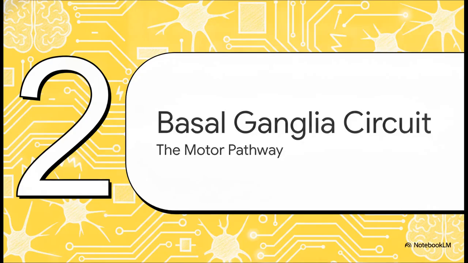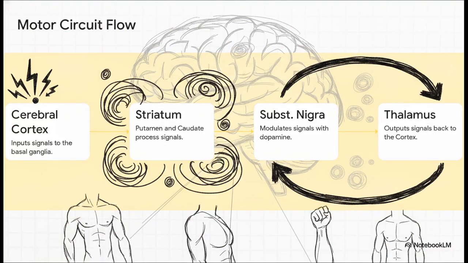Okay, moving to Section 2, the basal ganglia circuit. Now that we've seen the outward symptoms, let's zoom directly into the brain to look at the exact circuit board that's malfunctioning. Movement in the human body is controlled by this incredible biological circuit board. In a healthy brain, signals flow right from the cerebral cortex into the basal ganglia, specifically into the striatum, which is made up of the putamen and caudate.